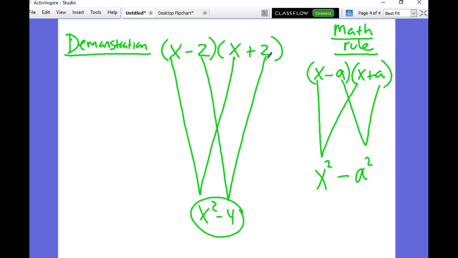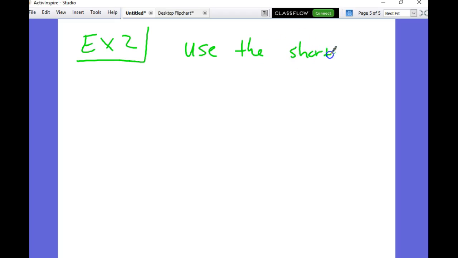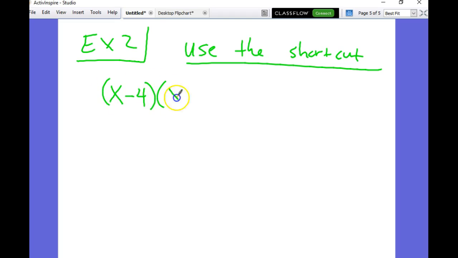So the point here is your two first numbers multiplied together, your two last numbers multiplied together. You're good. That only works if you have that situation, though. So don't do that with other problems. You'll get the wrong answer. Okay, so let's go ahead and do example 2 here. Ready? We're going to use the shortcut. So let's say that I have x minus 4 times x plus 4.